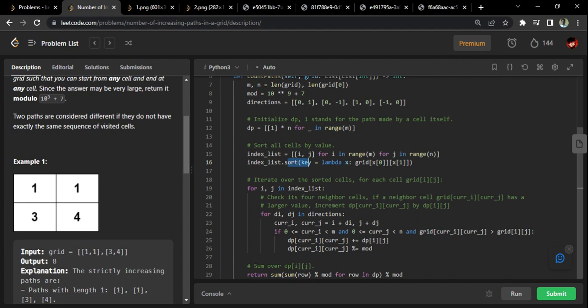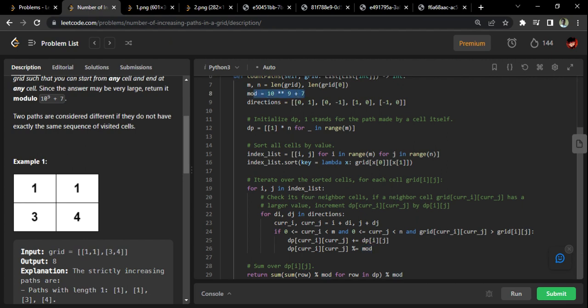And at every instance we have to do this modulo operation. We are taking the remainder, not storing the whole value. Basically, we are storing the remainder after doing the division with this particular number. What is this number? It's coming from here: 10 to the power 9 plus 7.